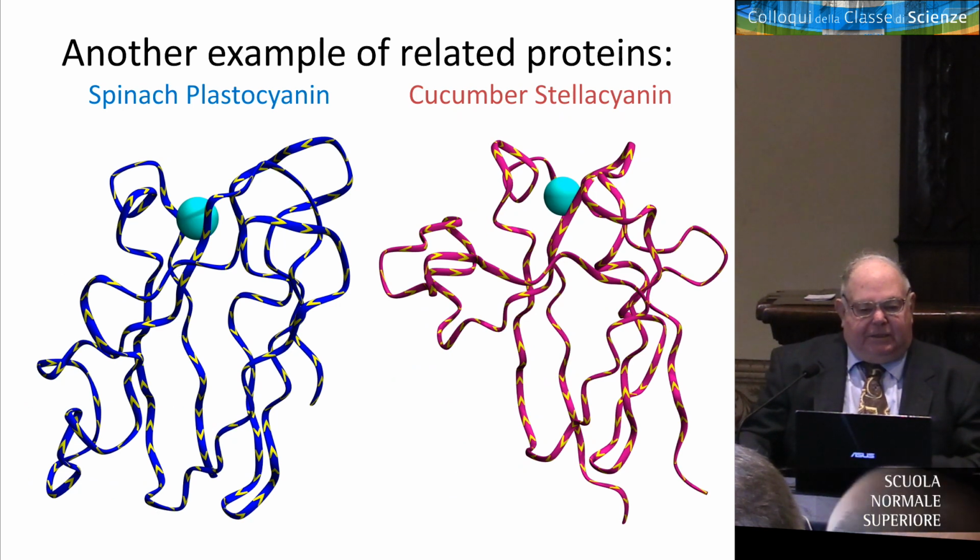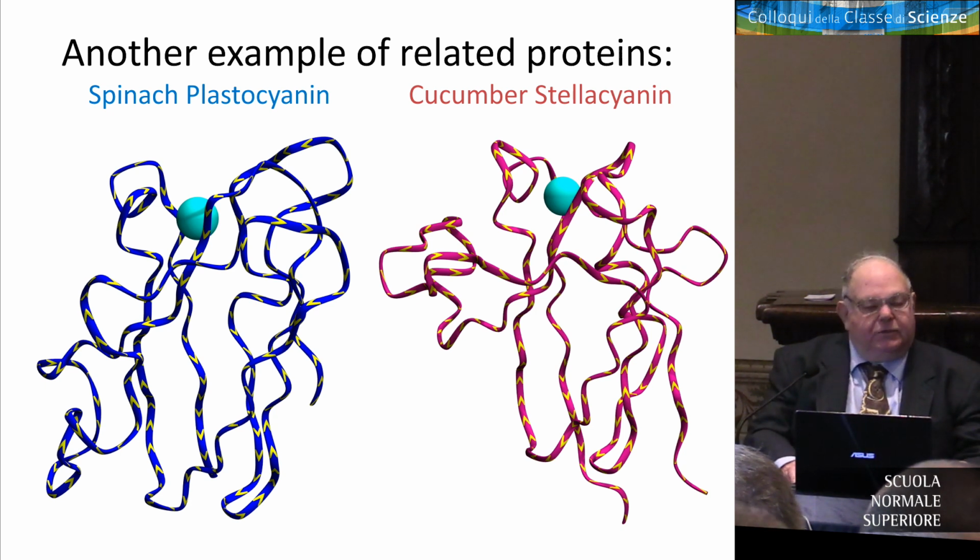Here's another example. Spinach plastocyanin, cucumber stellacyanin, they're both copper-binding proteins, and this is the copper ion. Again, you can see similarities. Here's a beta sheet, here's a beta sheet. There's a helix here, not clear what it corresponds to.